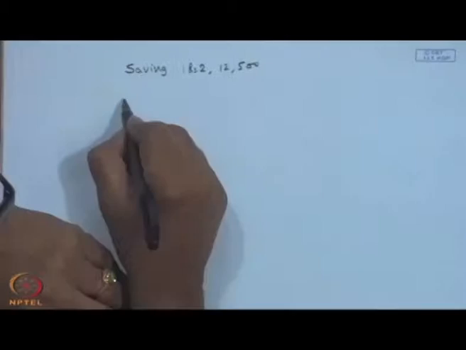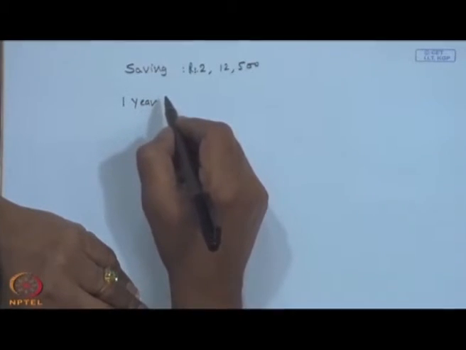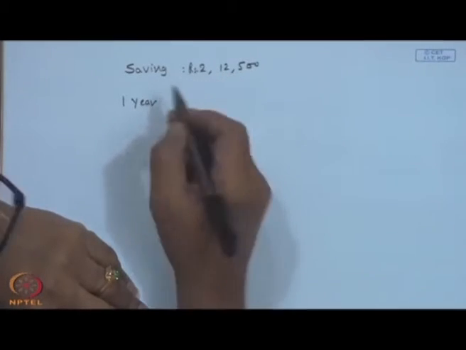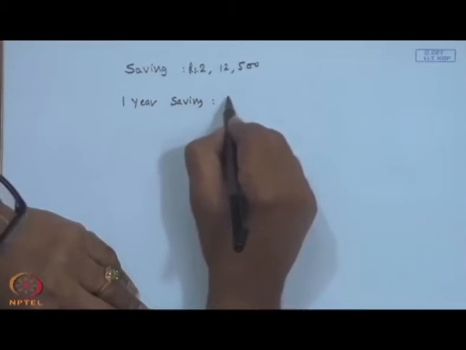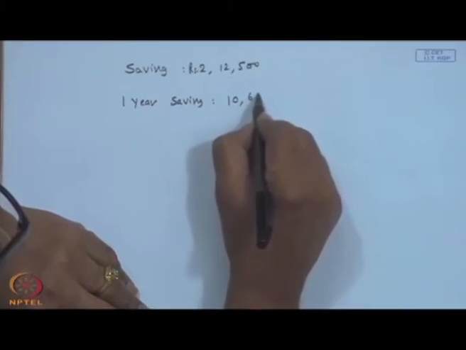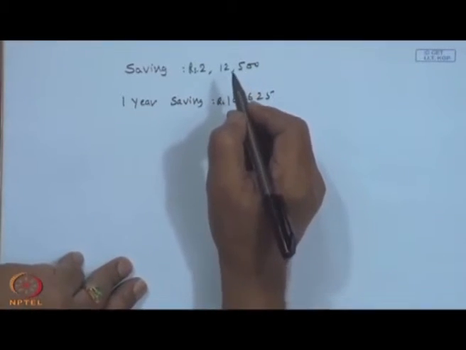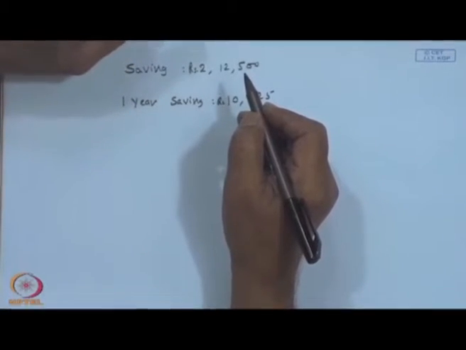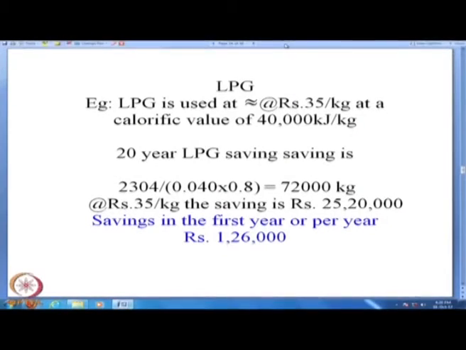But if 1 year saving is calculated, where you can expect the performance to be stable and the price to remain the same, first year saving will be just proportionate, 10,625. And a note is in order, if the fuel is different, this figure may differ drastically. So, different fuels.